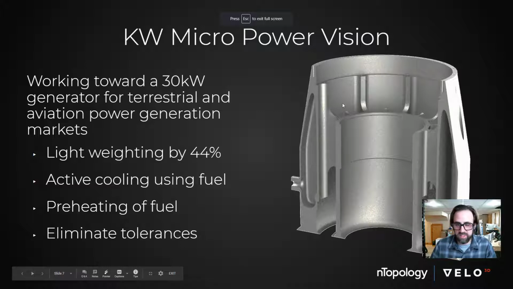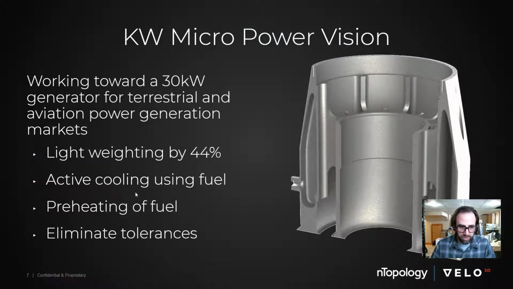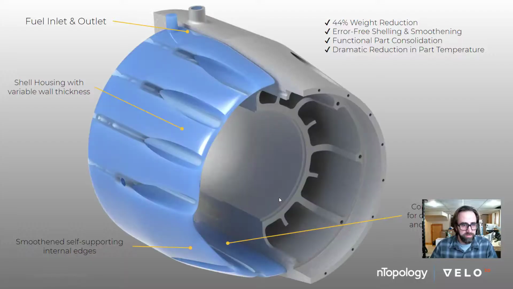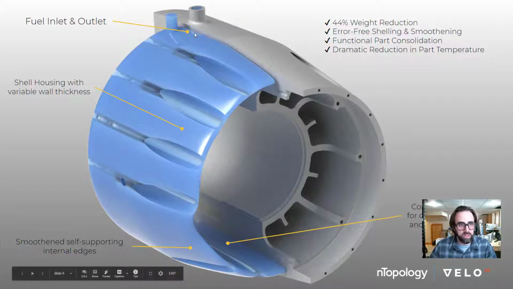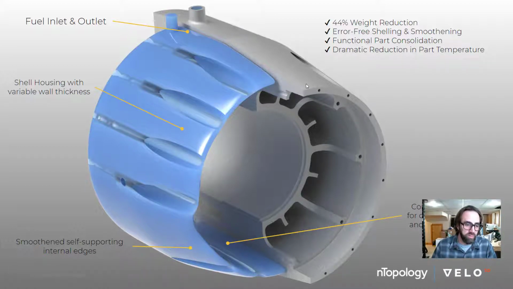Specifically, they came to us and said, hey, using nTop, can we lightweight this part and then add cooling to it? And in doing so, can we improve the overall heating and efficiency of the engine? And sure enough, we said yes, we could. I'll skip ahead and not give you the full presentation here, but the idea is that we wanted to variably shell this part such that we could put a cooling jacket around it and effectively lower the weight of the part.